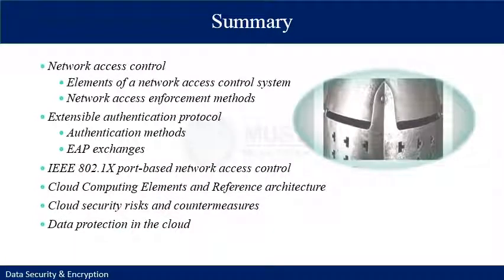So that is the end of this lecture, and in this lecture we discussed network access control, and the elements of network access control were discussed along with the extensible authentication protocol method. Then in the later part of the lecture we discussed cloud computing elements and its reference architecture, and we analyzed some cloud security risks along with the countermeasures to overcome these risks. And finally, data protection mechanisms in the cloud were discussed.